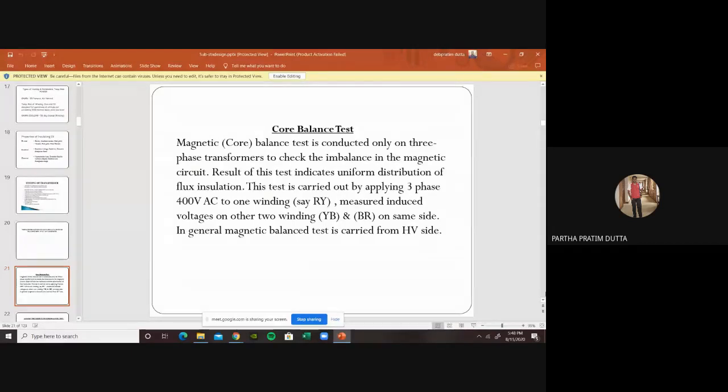Very interestingly, we put a certain voltage on a phase-to-phase basis. Suppose we put 400 volt AC on one winding, and we measure the voltage on the other two windings. That should be the vector addition of this 400 volt AC. If you do the vector addition of the two voltages, YB and BR, it would be the same. In that case, we consider the core balanced. It is also called the magnetic balance test. That is the HV side, carried out from the HV side. We put 400 volt AC in R and Y, and we measure the voltage in YB and BR. I will show you the test result.